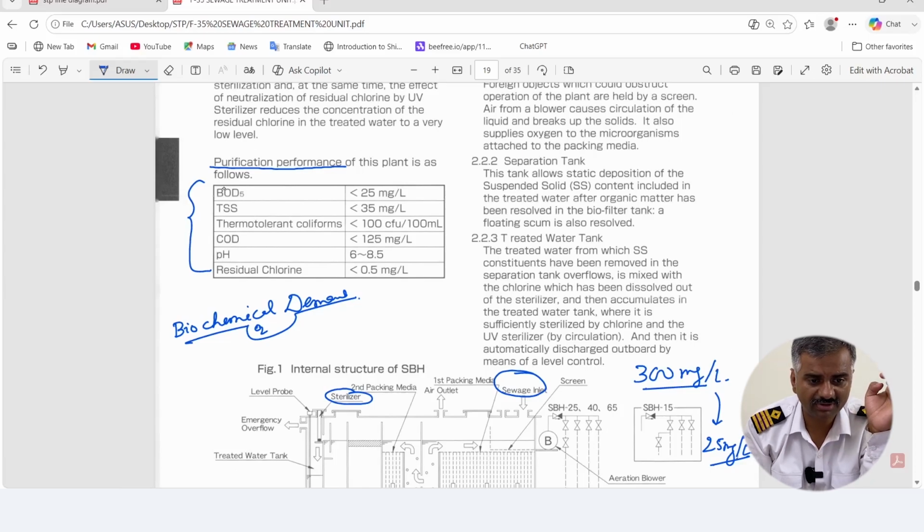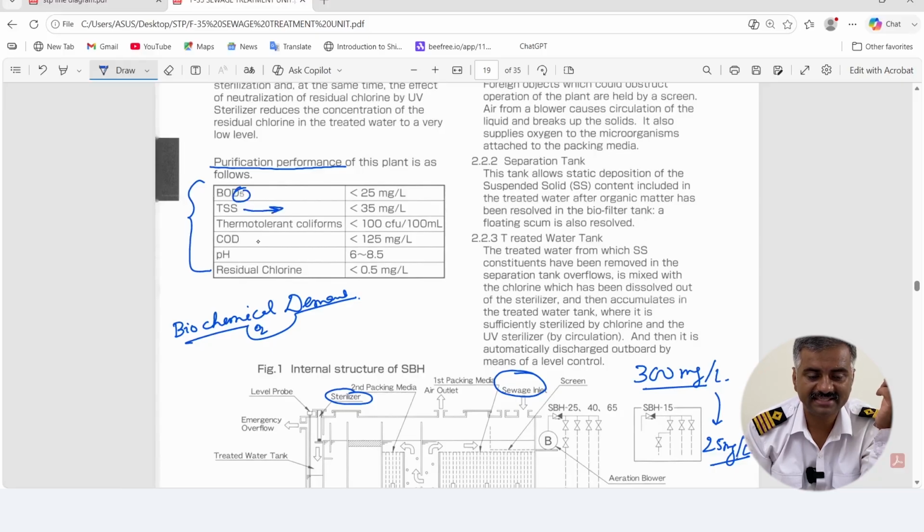Over a period of 5 days, this is called BOD 5. This much should be the disintegration. That is why MEPC has given it. It is assuming that for a 5-day period, the sewage reaches from here to the end chamber. So that is why they have given the criteria for BOD 5. I hope you understood.